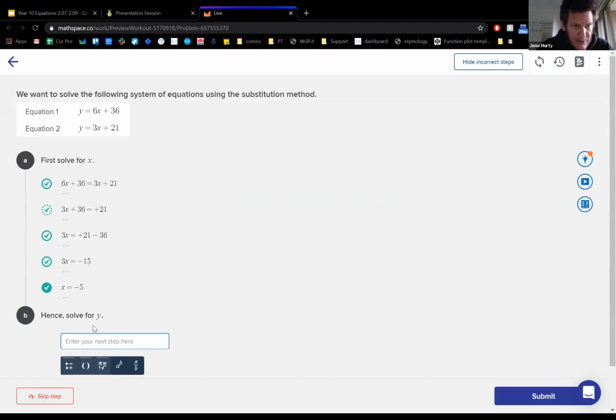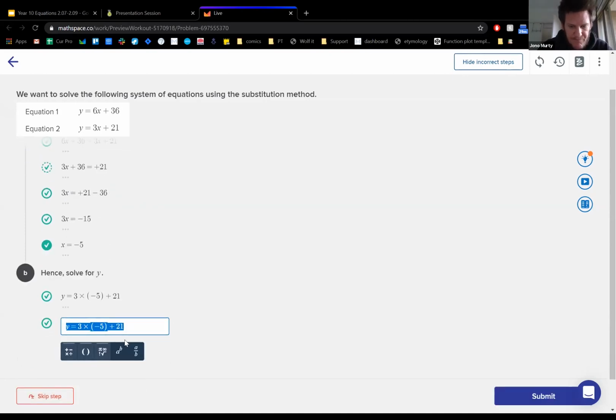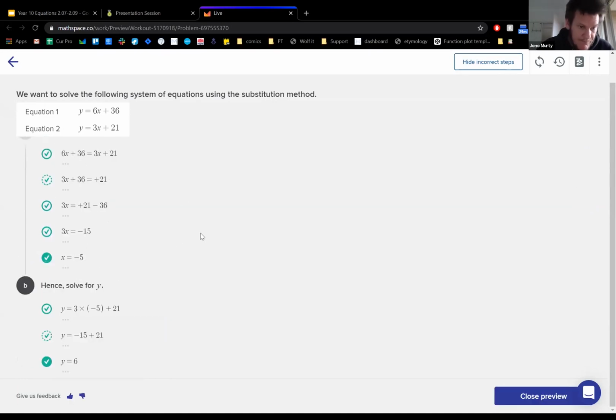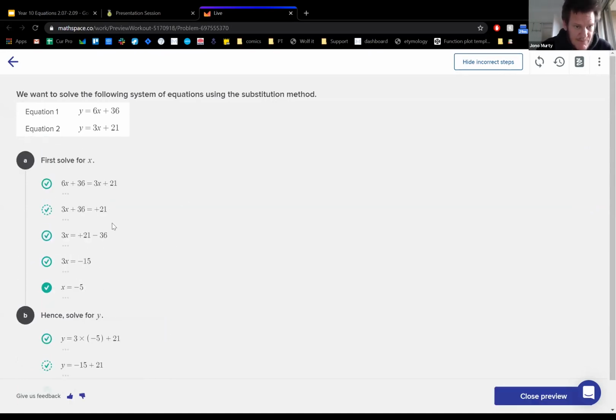And now we can solve for y. We know that y equals 3 times minus 5. Let's do the second equation this time. Plus 21. Y equals minus 15 plus 21. Y equals 6. And we'll just double check it again.